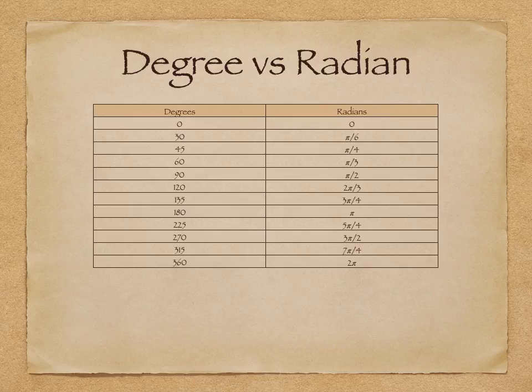Here is a table showing some of the common degrees and corresponding radians. And for your information, there are other units like grad, gun, sine, mil, revolution, circle, turn, quadrant, right angle and sextant for measuring angles.